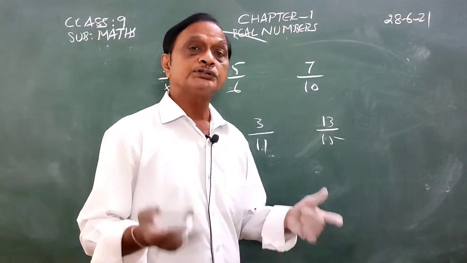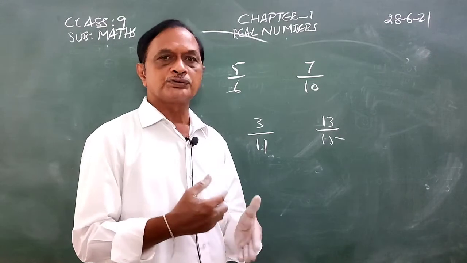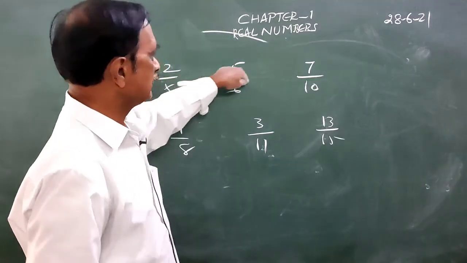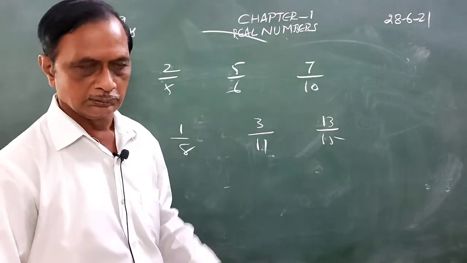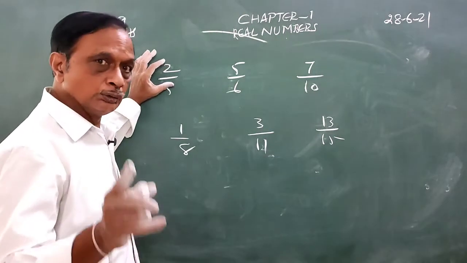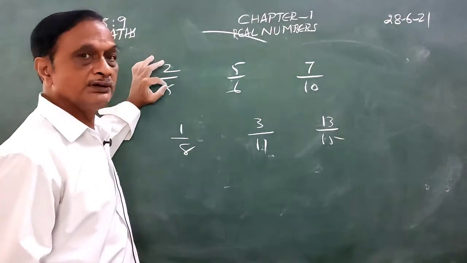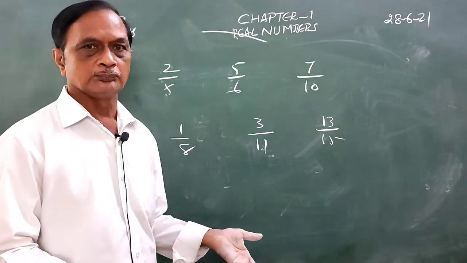But without actually performing the division, how do we say whether the given rational number represents a terminating decimal or non-terminating repeating decimal? That is our present question. See. Now, first of all, you have to see whether the given rational number is in its simplest form or not. 2 by 5 is already in its simplest form.